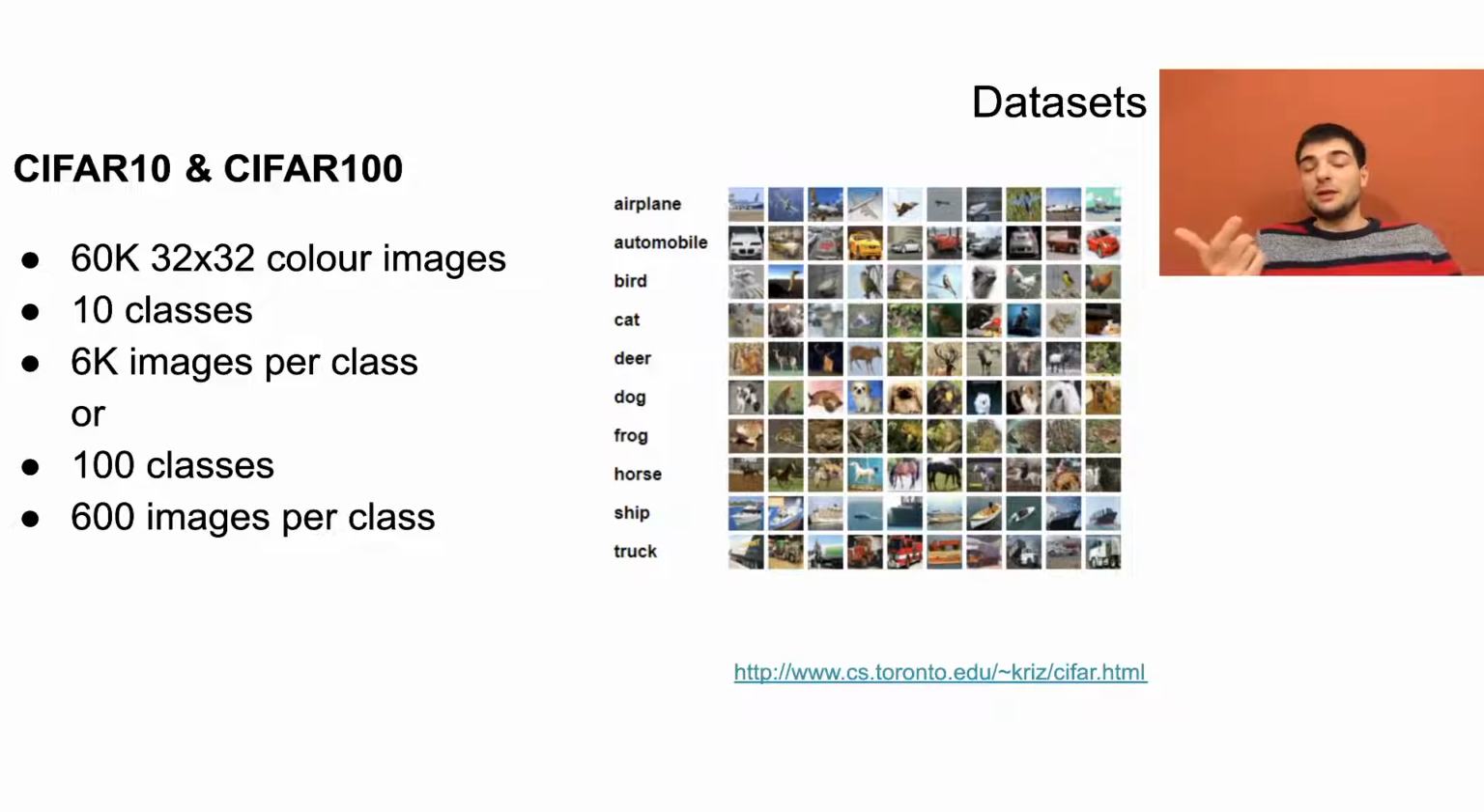We shall see it in one of the practical assignments. It contains a really tiny amount of images, like 60,000 images, 32 by 32. At least they're colorful compared to MNIST. There are only 10 classes, like airplane, automobile, bird, cat, deer, dog, frog, horse, sheep, truck, and that's it. And only 6,000 images per class. Or you can have 100 classes, splitting the classes into subclasses. Then there are only 600 images per class, so compared to nowadays, it's really small. But CIFAR was presented in the previous century, so that's absolutely fine.